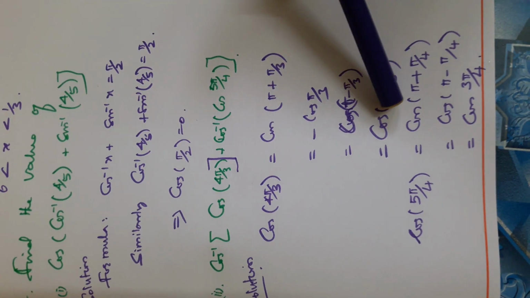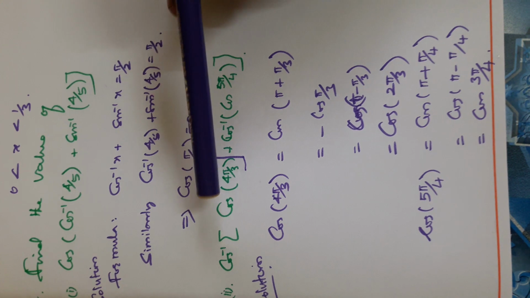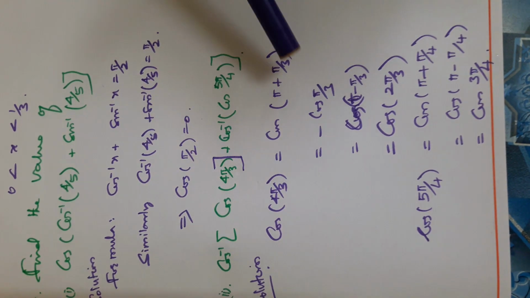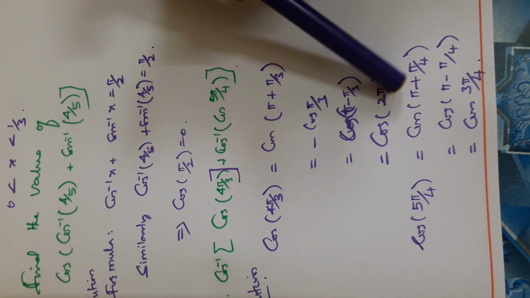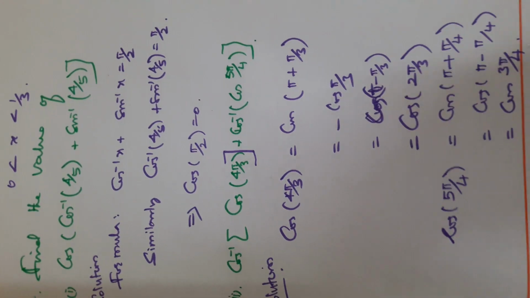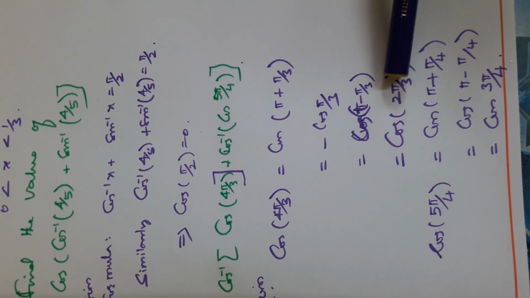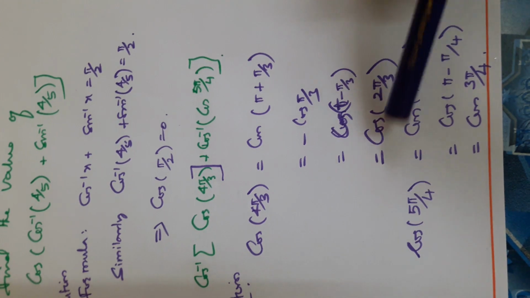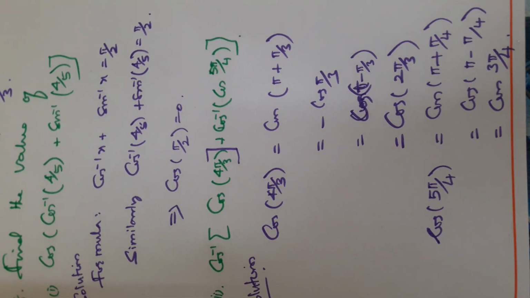Sir, why do we need this type of conversion? The range of cos inverse x lies between 0 and pi. So we are converting so that the number lies in 0 to pi. 4 pi by 3 is beyond your 0 to pi, so we converted it into 0 to pi. Like that, your cos pi by 4 is also cos 3 pi by 4. Both numerical values are equal.